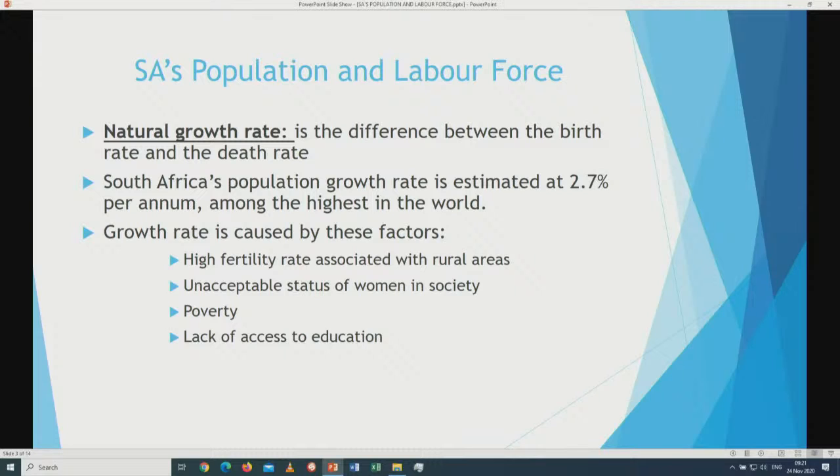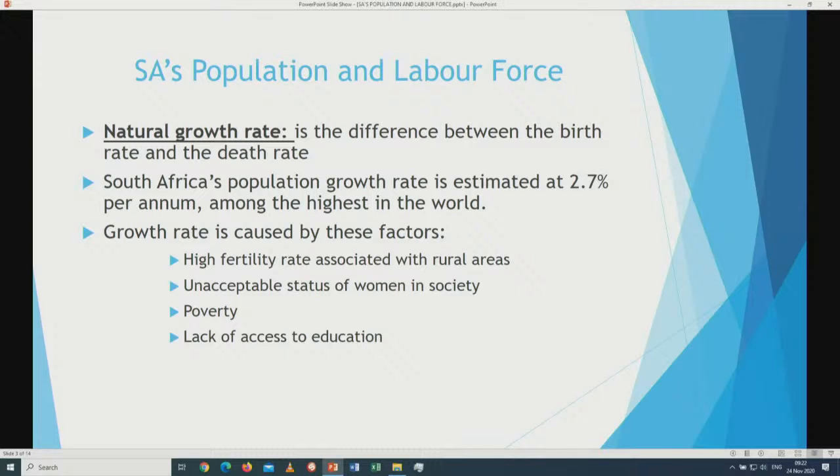And then here's another factor: lack of access to education. This one goes hand in hand with the unacceptable status of women in society, because some cultures still believe that women do not need to be educated. They need to stay at home and have babies and raise them. So that's why they don't send their girl children to school.